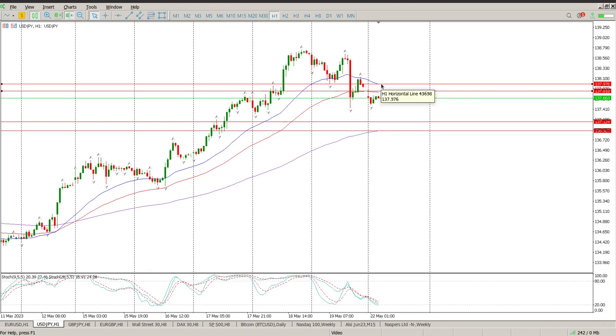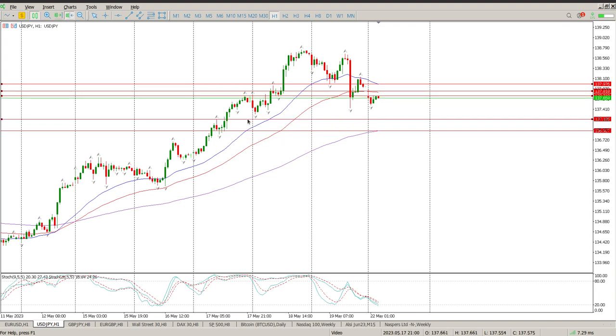Same scenario pretty much. We're looking for either a rejection of 137.979, but then that's just going to open us up to, I just want to put this level in here as well. So a rejection off there is going to pretty much open it up for this zone that we have here. So we'd be looking at 137.185 for an opportunity to buy.